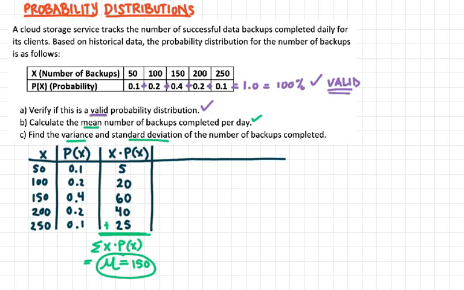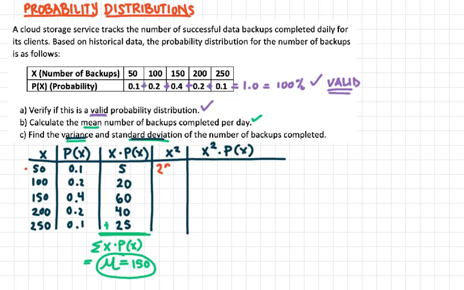Now we will move on, and they're asking for the variance and the standard deviation. So in order to do that from this table, we're going to need a column called x squared. And then after that, we will need a column x squared times p of x. So let's do that, and then I'll tell you what we must do from there. So when we say x squared, it just means take the x and square it.